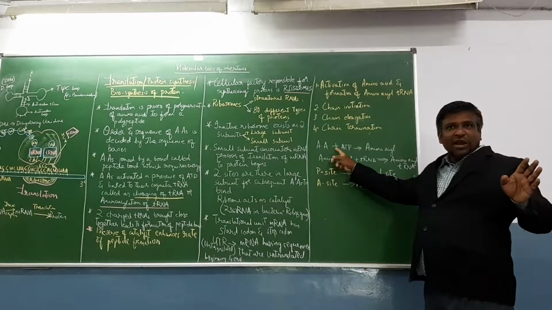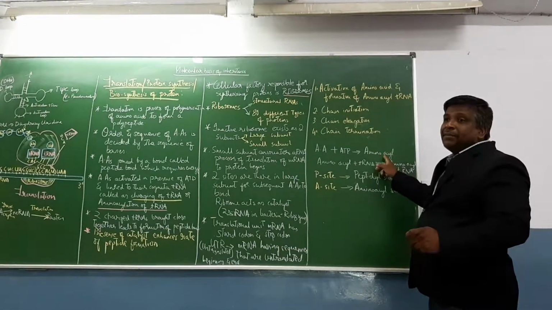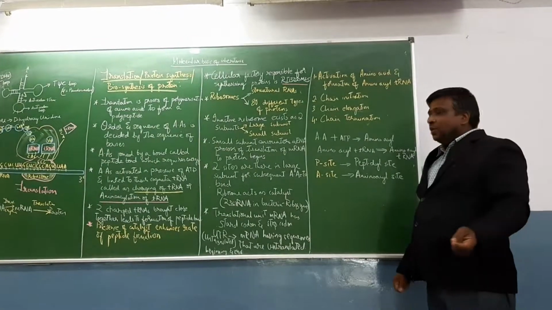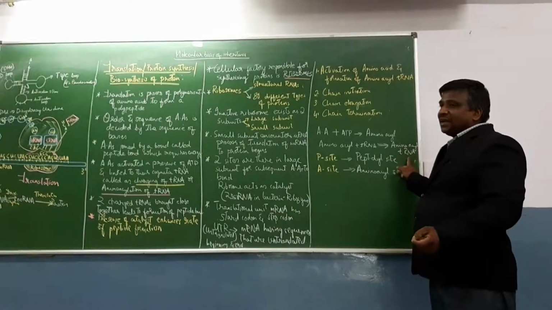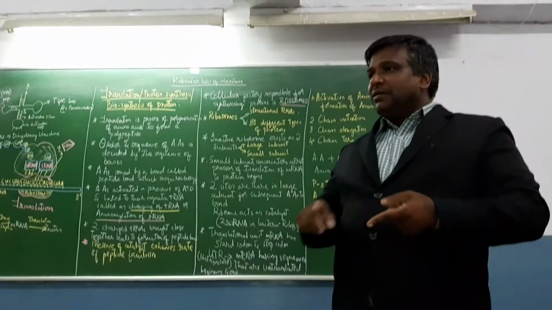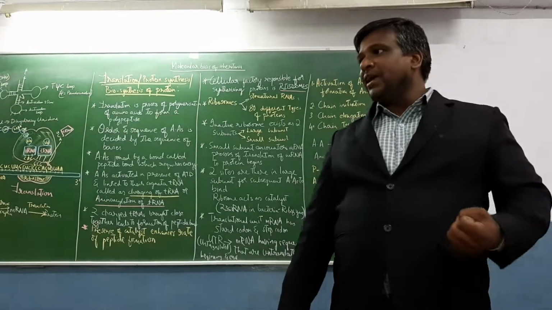AA stands here for amino acid. With the addition of ATP, they form an activated amino acid group. This amino acid adds to tRNA to form amino acid tRNA. The first step is activation of the amino acid with the help of ATP and the formation of amino acid tRNA.